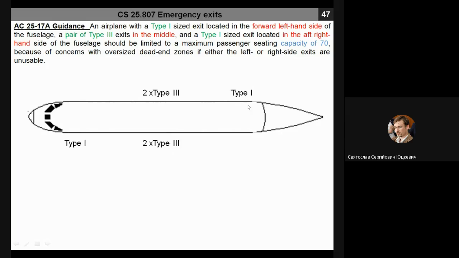So the appearance of this door will not influence the evacuation possibilities of the airplane, because in case of failure it will be a dead end for this part of the airplane. So it's not a good combination of emergency exits.